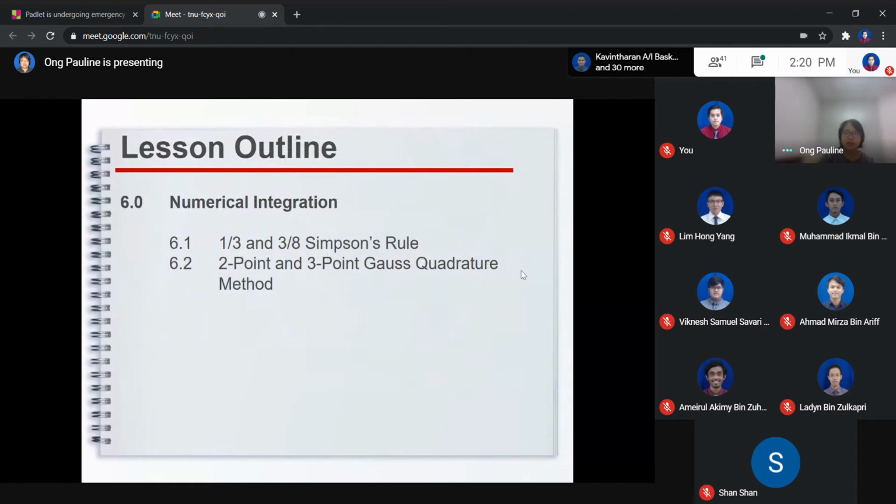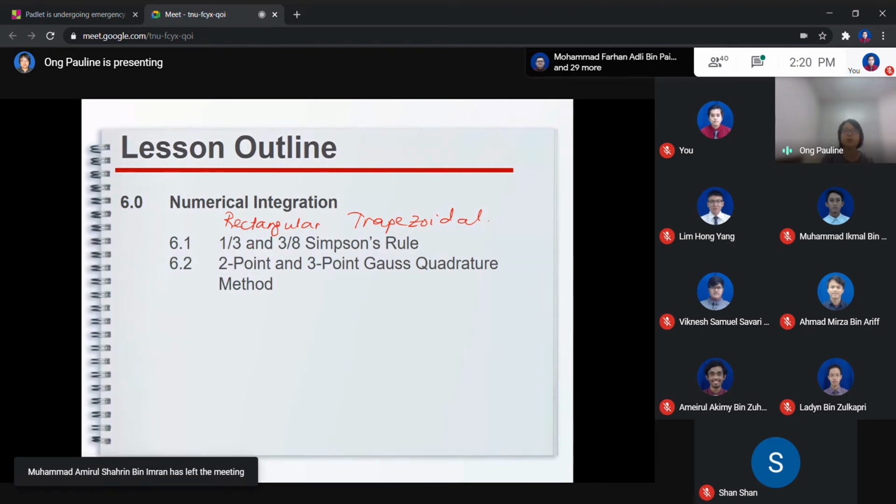So this is the outline for chapter 6. We have Simpson's 1/3 and 3/8. Before we proceed to Simpson's 1/3 and 3/8, we will have two extra methods, which are the rectangular rule and also the trapezoidal rule. Then only we will proceed to Simpson's 1/3 and Simpson's 3/8. And also we have the Gauss quadrature.